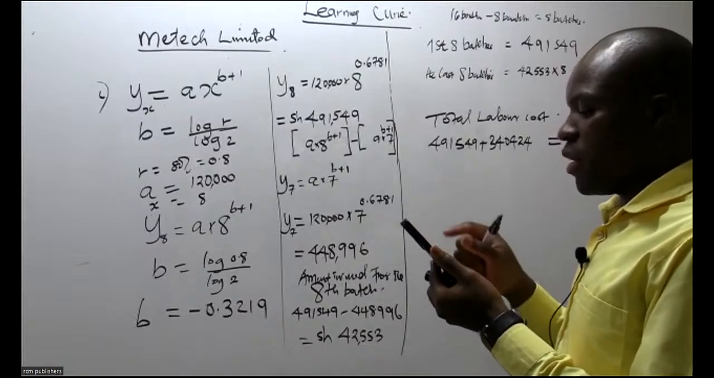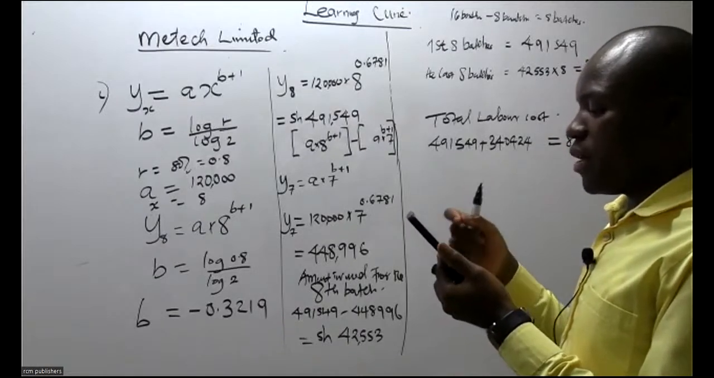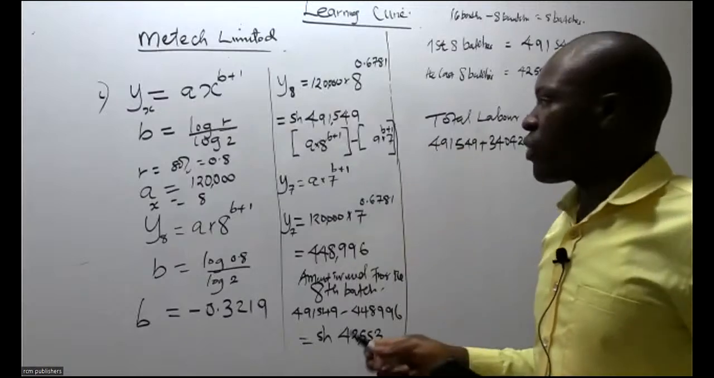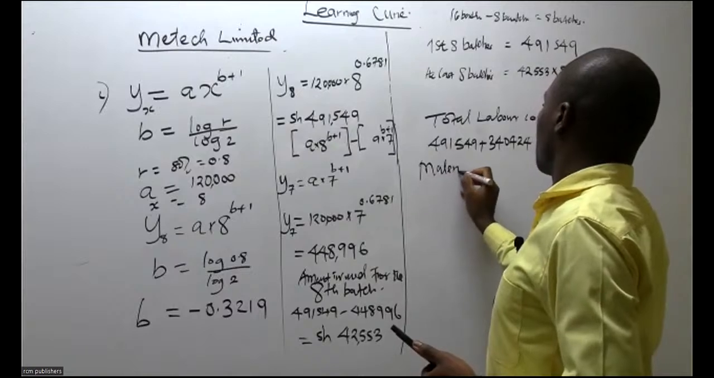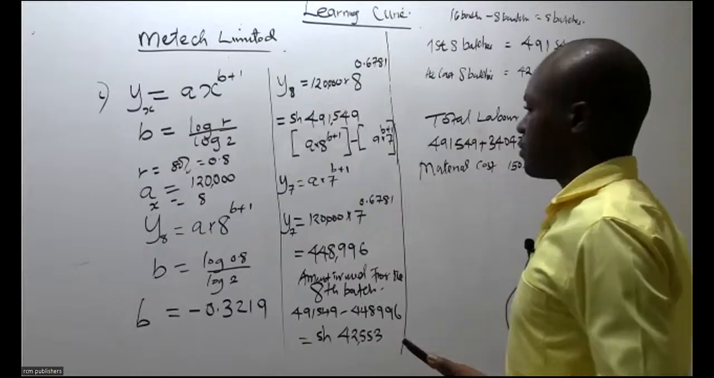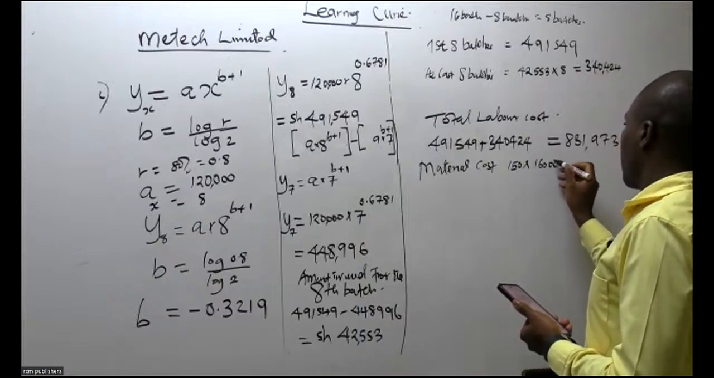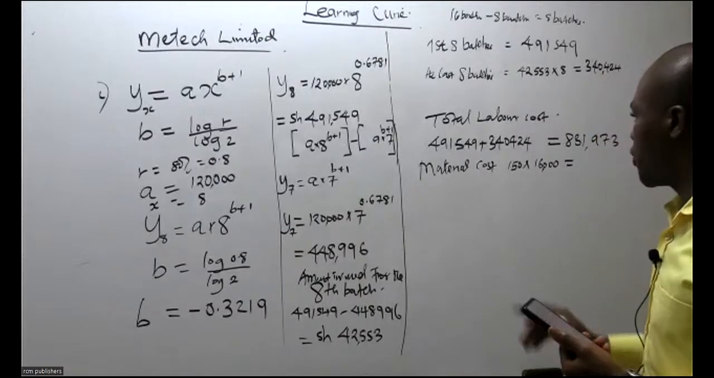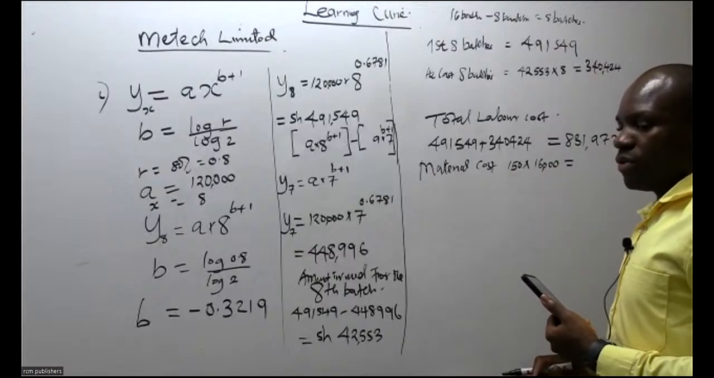Additional information number 1: the direct material and other non-labor related cost will be 150 per unit, not per batch. 150 shillings per unit. So this is total labor cost. Then material cost, we are told, is 150 shillings per unit. How many units do we have? We have a total of 16,000 units which were placed into batches. So how much will be our total material cost? 150 by 16,000.